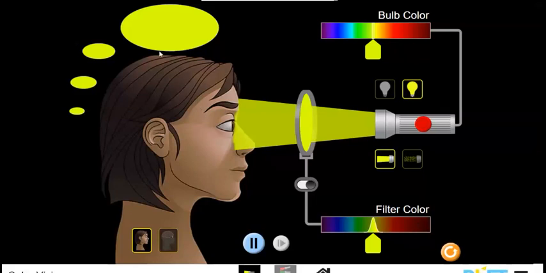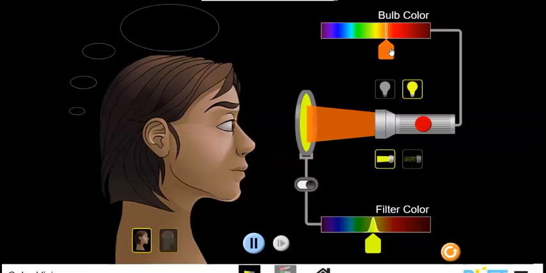You see here. Now when you change the color, if you move, yes, because you see that this filter is only capable of allowing yellow light to pass through it and will block all other colors.